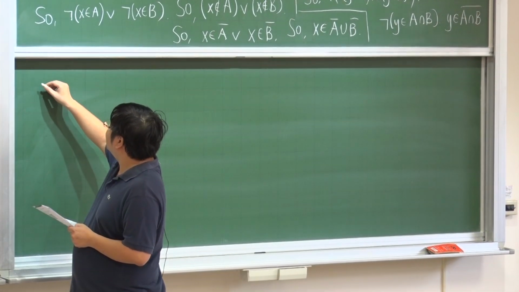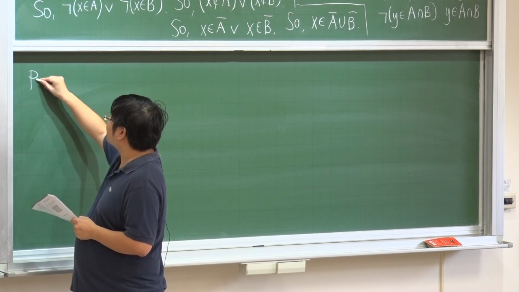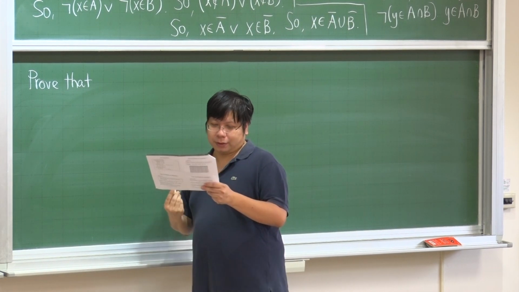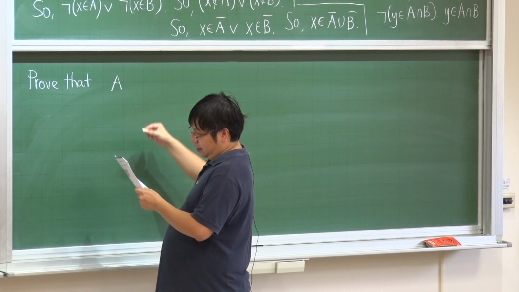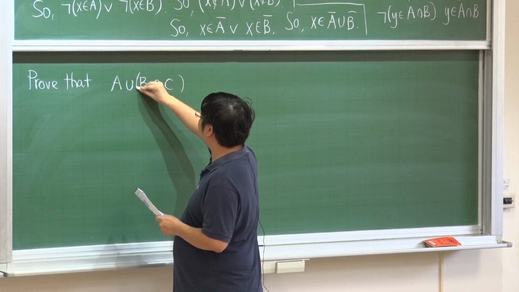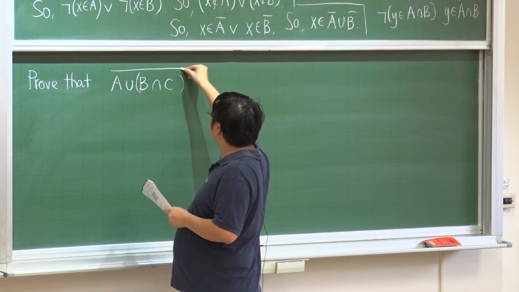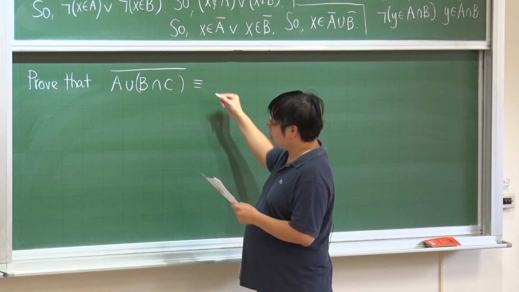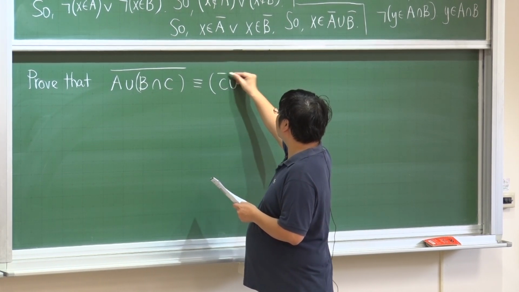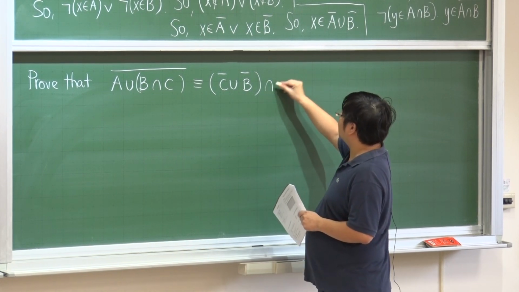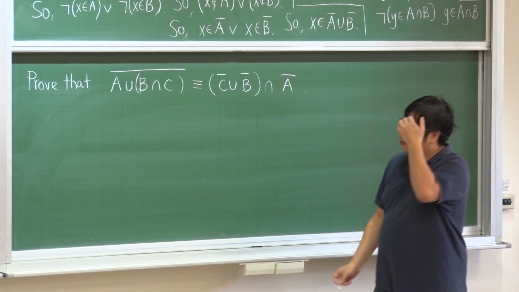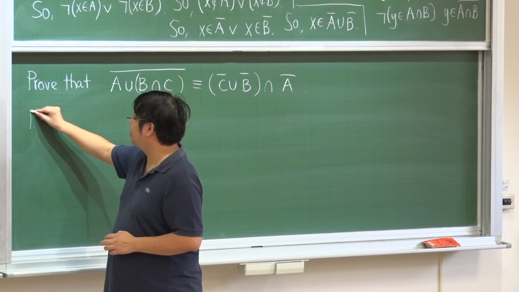Okay, so here, let's say we want to show, okay, this is the question: prove that the complement of (A union B) intersect C is equivalent to (C union B negation) intersect A negation. Okay, so we try to prove. So this is our proof.